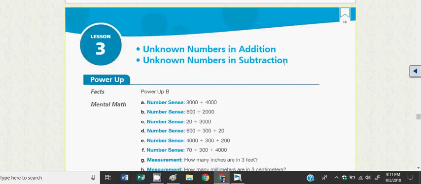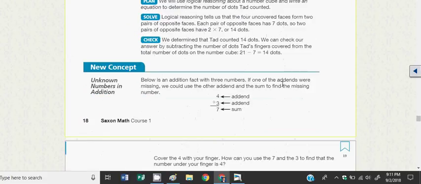The nice reminder of the terms addend and sum: in this example addition problem, 4 is one of the numbers being added, 3 is a number being added, so they're addends. 7 is not being added; it's the answer to an addition problem, called a sum. Okay? Now what if we were missing the number 3? And they said 4 plus what is 7?